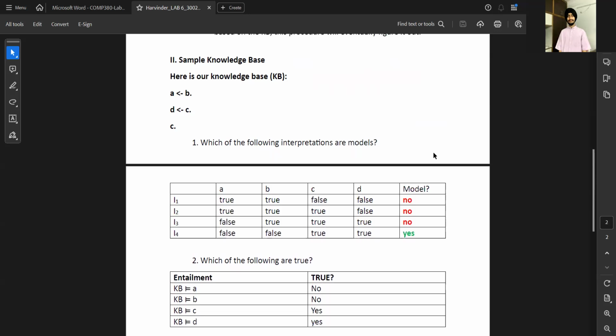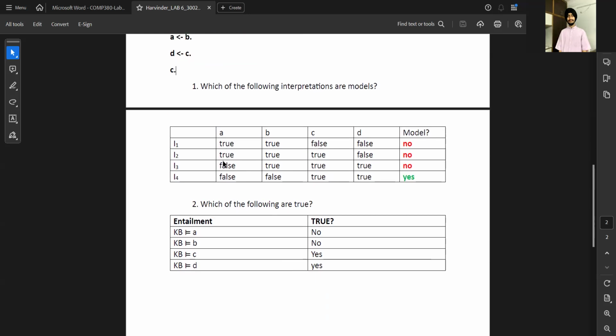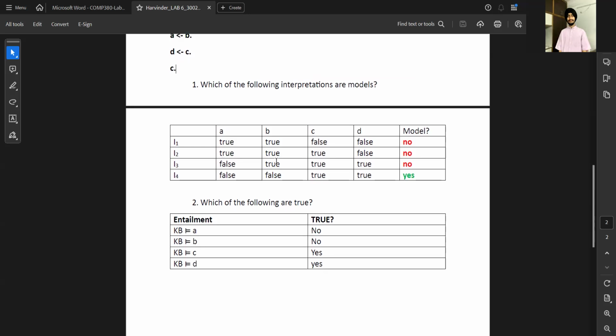Move to the next question. Here some conditions are given. Let's break down our knowledge base. The first rule means that if B is true, then A must be true. And over here, if C is true, then D must be true. And over here, C is always true. It's a fact. Which of the following interpretations are models?